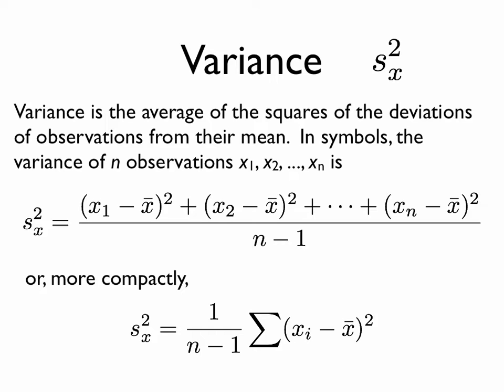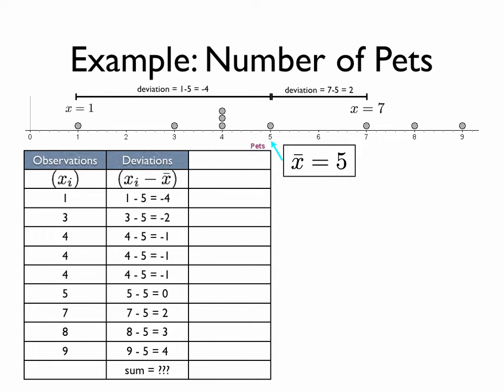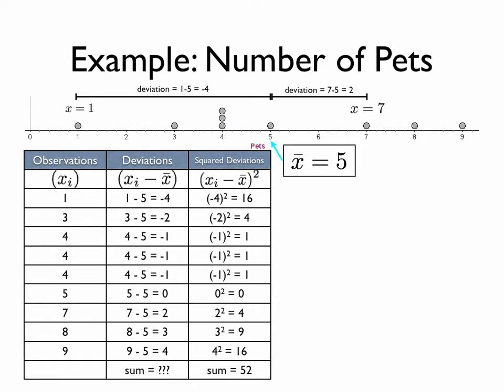So strictly defined, variance is the average of the squares of the deviations of observations from their mean. If we put it in symbols, the variance is, well, there it is. Or if we want to put it more compactly, we can use sigma notation to denote the sum of all of those squared deviations. So variance, which we call S sub x squared, is used, but more often than not, we use standard deviation. So standard deviation is just the square root of variance. With the example of pets, we had our squared deviations, we added them all up, we divided by 9 minus 1, and then square rooted.